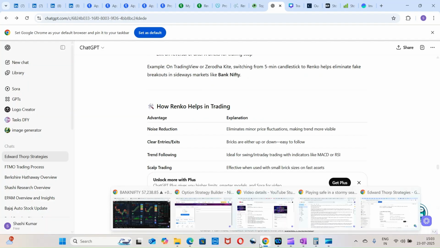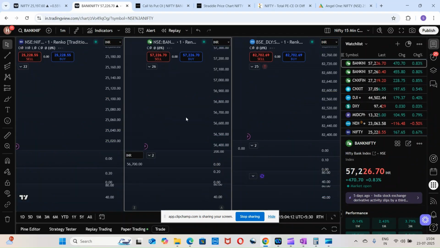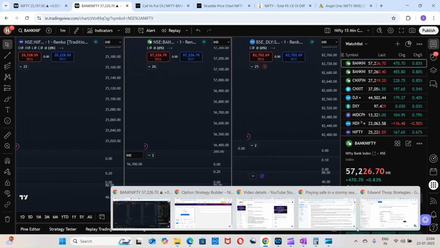One example of how you can trade: if you see here, there's a sell signal, so you can sell here. You can stay in that sell signal, red, red, red, red, red. Once it turns, like here, three or four green bricks are formed, you can take a buy position here. That's a trend reversal. And in choppy, sideways markets, it allows you to even get rid of fake breakouts. That's the advantage of Renko charts.